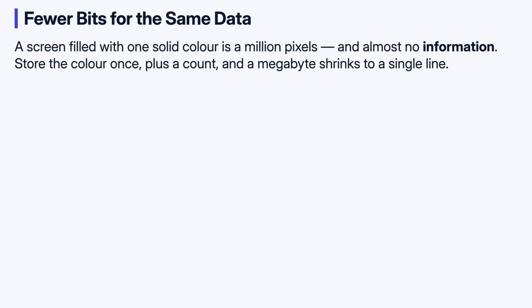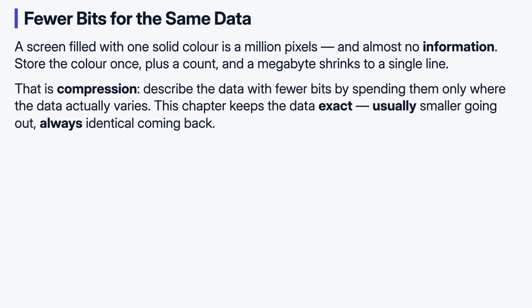Picture a screen filled with one solid color. That is a million pixels, but it carries almost no information because every pixel is the same. So instead of storing a million copies, you store the color once and a count of how many times it repeats. A megabyte just shrank to a single short line. That is the whole idea of compression: describe the same data with fewer bits, by spending bits only where the data actually changes.